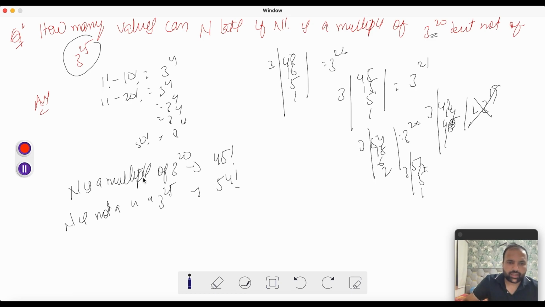So n is a multiple of 3 to the power 20. So it will take 45. Now every number after 45, 46, 47, 48, 49, every number up to 53, we would have this thing. It will be a factorial. It would be a multiple of 3 to the power 20. So we keep going till we meet 3 to the power 25, because n is not a multiple of 3 to the power 25. So how much should we have?